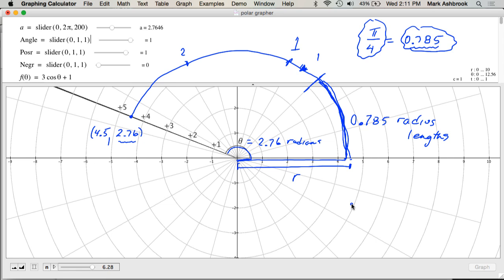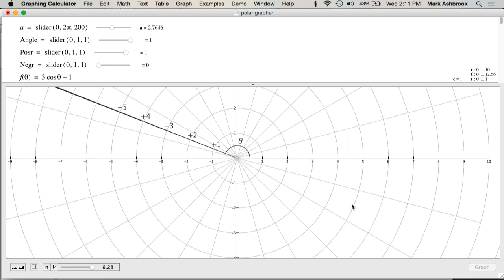Okay, but back to our regularly scheduled program. So 4.5, 2.76 means we do theta of 2.76. And then once we have that direction, 4.5 is right there. So that's the point 4.5, 2.76.